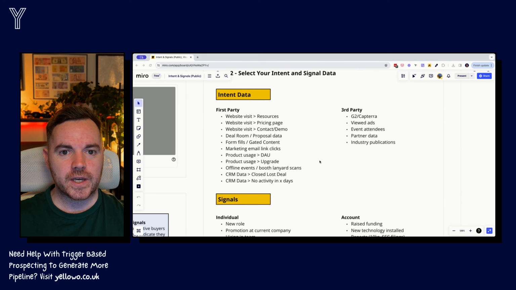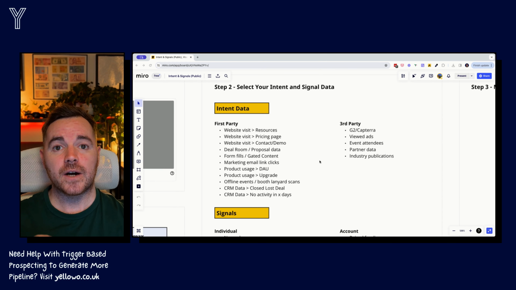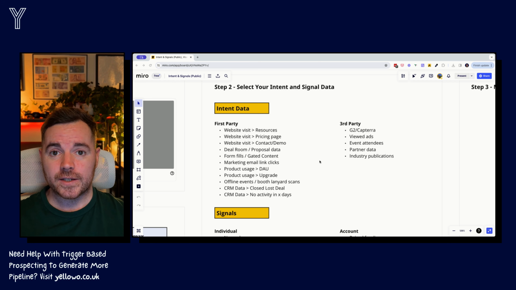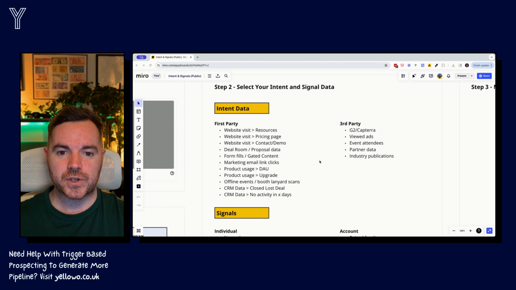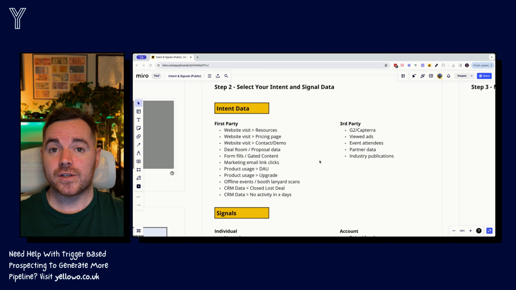So if I move over here, we've got the different types of intent data. Now, there's actually a lot more intent data and there's a lot more signals. These are just the most common ones. I'll share a link to a blog post with even more different options here. So intent data, as I mentioned, this is data that you own.